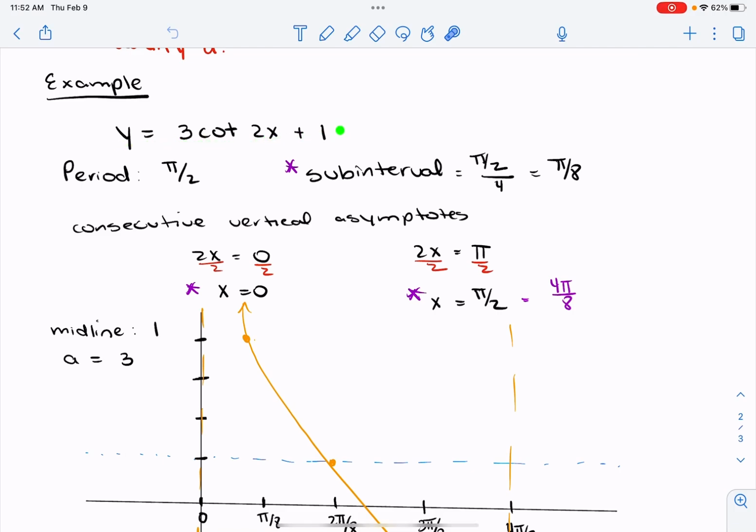So in this equation, y is equal to 3 cotangent of 2x plus 1. We're going to get the period, which is pi divided by b. Our subinterval is our period divided by 4, so keep, change, flip, pi over 8. This time we're going to set this object, 2x, equal to 0, and 2x equal to pi, and we're going to solve for x. And again, we want the denominators to be the same. So this is a 0, so it's okay, but this one, you want to convert it to 4 pi over 8. Your first tick mark is 0, and your last tick mark will be 4 pi over 8, which are going to be your asymptotes.